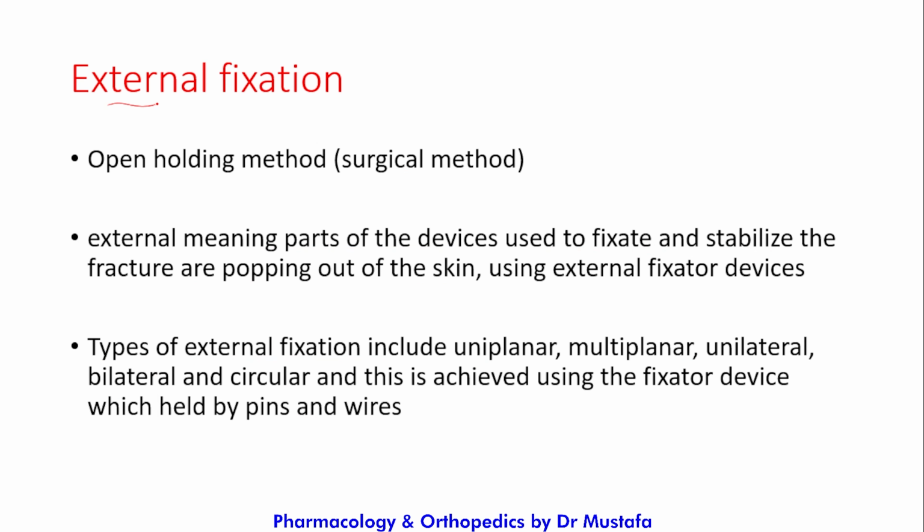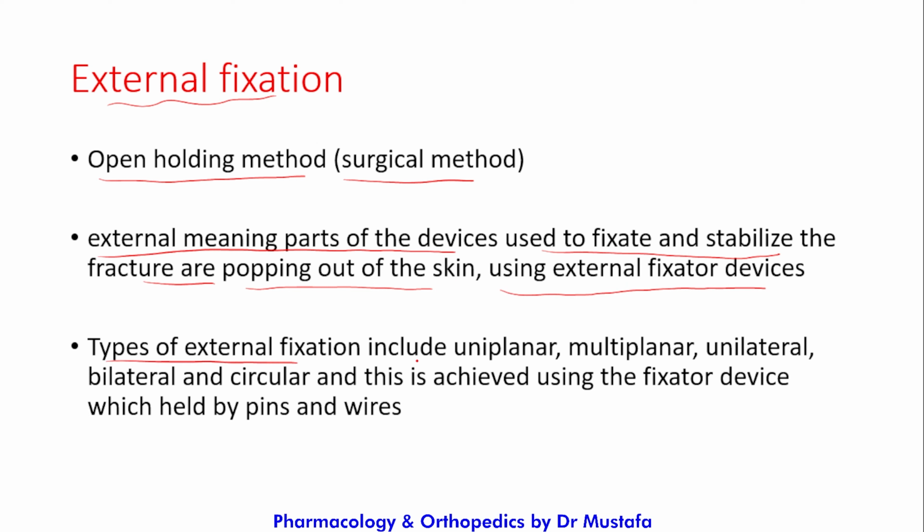Now let's talk about external fixation. So it's an open holding method, a surgical method. External meaning that parts of the devices used to fixate and stabilize the fracture are popping out of the skin. And we use the external fixator device in external fixation. Types of external fixation include uniplanar, multiplanar, unilateral, bilateral, and circular. And this is achieved using the fixator device, which is held by pins and wires.